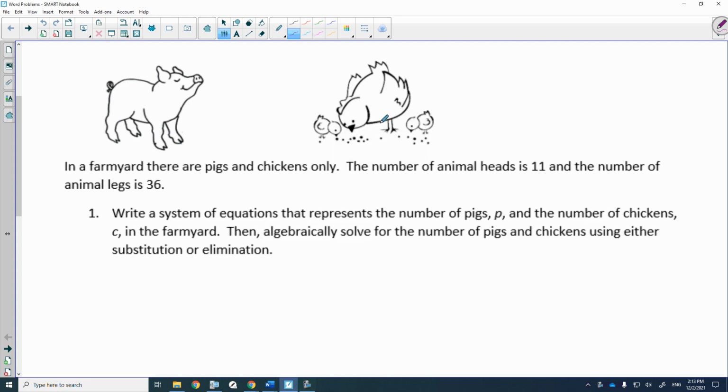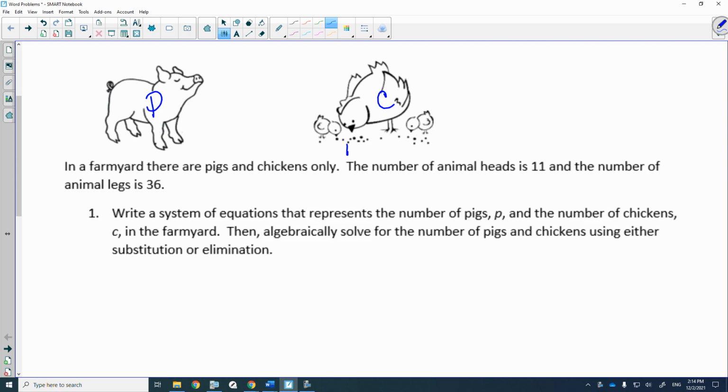So for the worksheet, it says in a farmyard, there are pigs and chickens only. So those are the only two animals in the farmyard. The number of animal heads is 11, and the number of animal legs is 36. So use the variable P for pig and C for chicken.